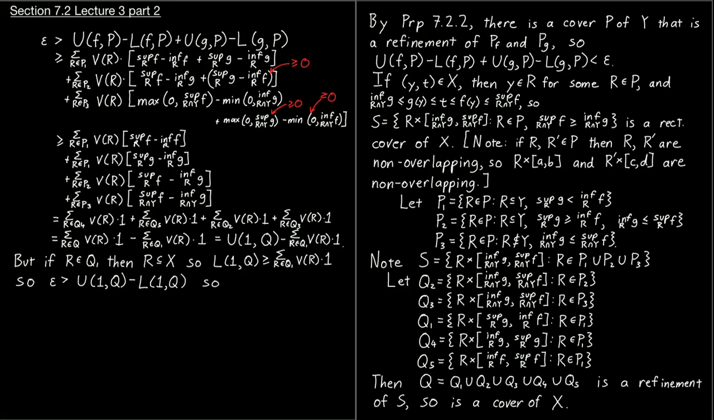And we can do this for any positive epsilon. So by proposition 7.2.4, again, 1 is integrable on X. That is, X is a Jordan set. And that is what we were trying to prove.